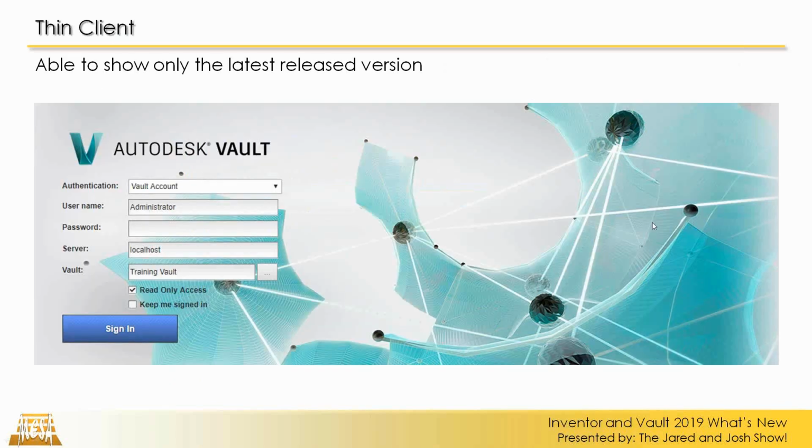Another big thing here is going to be our Vault Thin client. So in previous versions of Vault, whenever a release document was put out, anybody who had thin client access could see all previously released documents. Now there were some ways to get around that with securities and user roles and stuff like that, but now the Vault Thin client has a direct way for you to only show released documents and only show the latest released version. So that's another big update that has been talked about for quite some time.